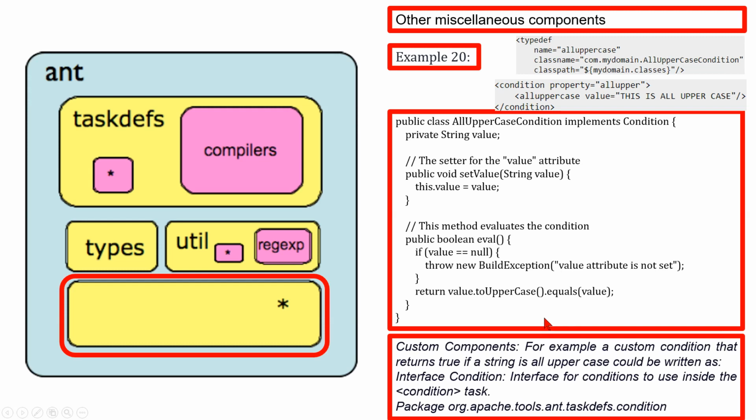Now we are considering custom components. For example, a custom condition that returns true if a string is all upper case could be written as follows. The interface for conditions to use inside condition tasks. This is in the package org.apache.tools.ant.taskdefs.condition.